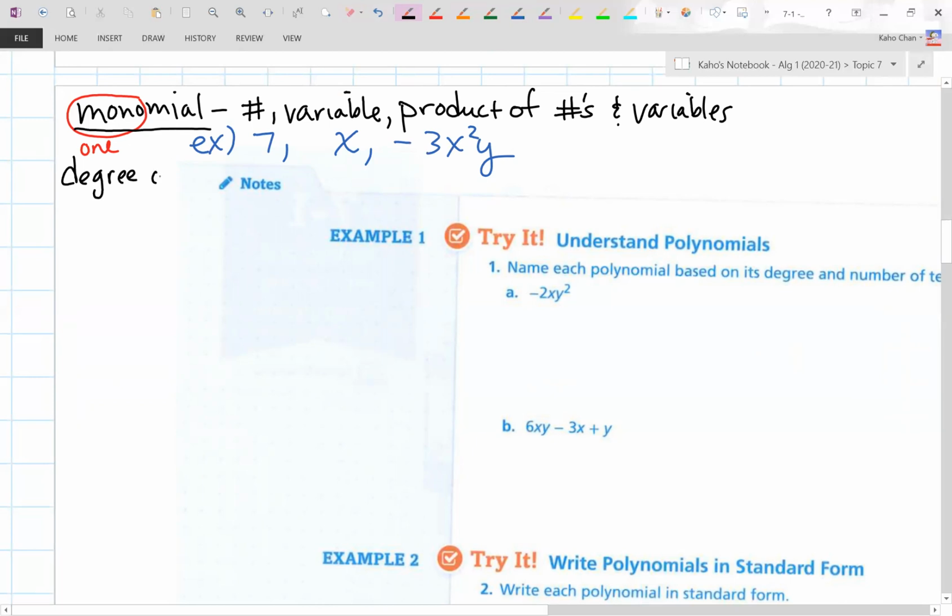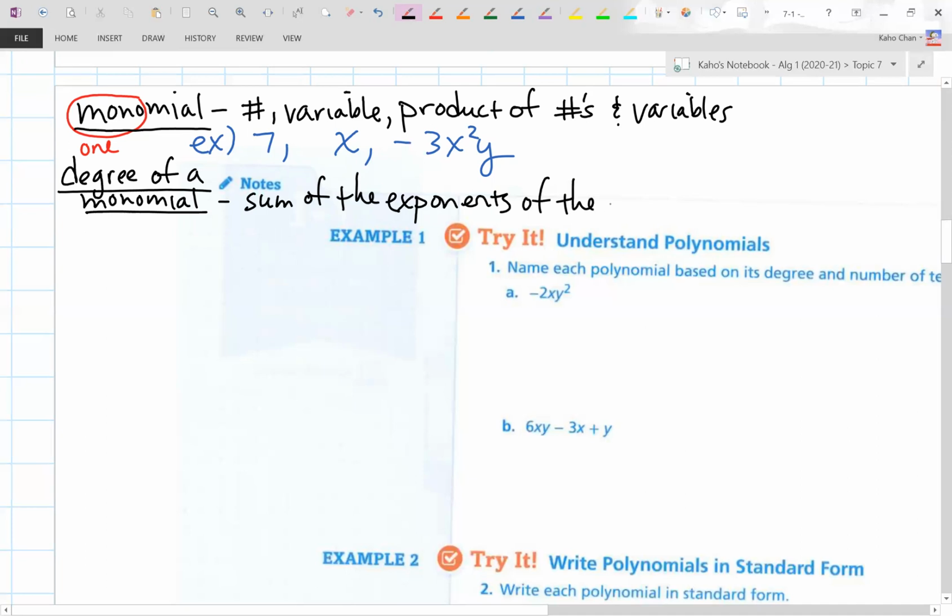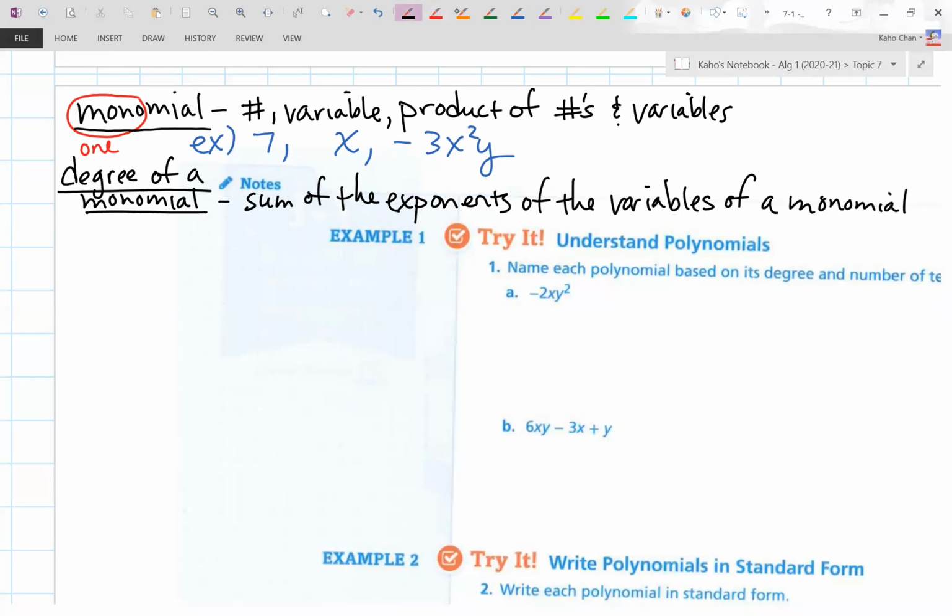The degree is referring to the power. So the degree of a monomial is referring to the sum of the exponents of the variables of a monomial. The sum of the exponents of the variables of a monomial. That's very wordy. Quick example. I'm going to use those expressions up there.